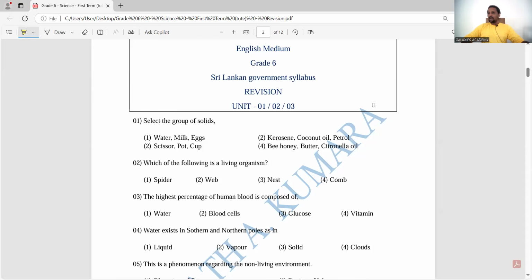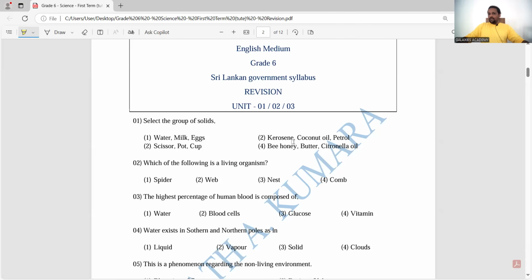You know, things around us we can categorize into 3 groups: solid, liquid and gas. Also, you can identify what are the solids, what are the liquids, and what are the gases. Look at the answers given for the first question. Water, milk, eggs. You know, water and milk exist normally in the liquid form, no? So it is not a suitable answer for this question.